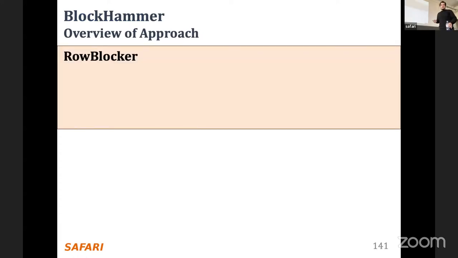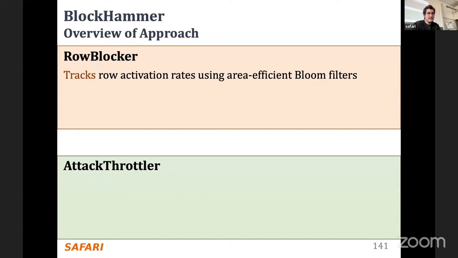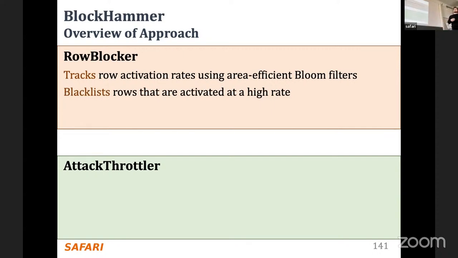So how do we find aggressor rows? There are two components to BlockHammer. One of them is called the row blocker, and the other one is called the attack throttler. The row blocker will track row activation rates using area-efficient Bloom filters. Bloom filters are structures that you access with a hash. In our case, it will allow us to implement fewer counters to track the same amount of row addresses. But it will also allow us to minimize overlap of different addresses to the same set of counters. So it will minimize this aliasing issue that we will talk about in another paper later on.